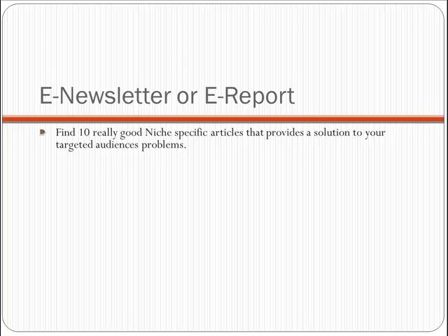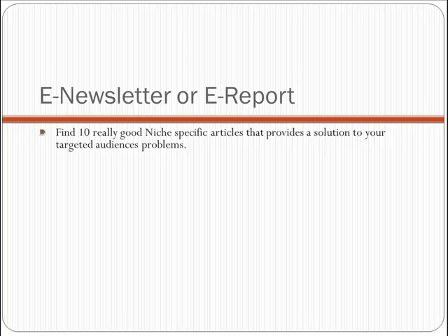What you're going to do is find 10 really good niche-specific articles that provide a solution to your target audience's problem. So you've identified the problems, now you're looking for the solution. You're going to go to some place like ezinearticles.com or goarticles.com, wherever, to find some articles. You're basically going to find 10 really good articles that provide a solution to your specific niche. You want them to be very targeted, some really good, well-written articles.